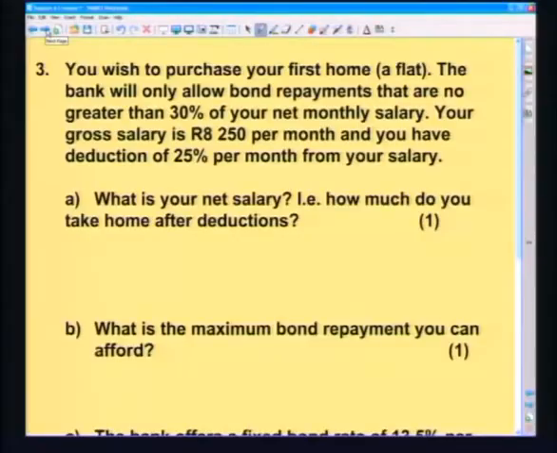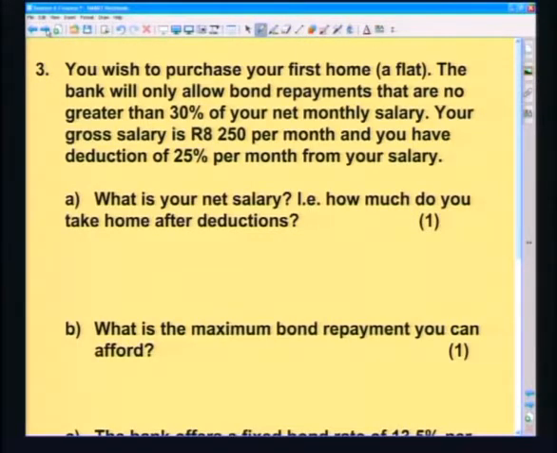Right, so this could be a very useful section for you one day when you're out there deciding to buy your homes or whatever you might be buying. You can always go and work out for yourself the impact of your payment and how this makes a difference. Right, let's move to the next question. You wish to purchase your first home, a flat. The bank will only allow bond repayments that are no greater than 30% of your net monthly salary. Your gross salary is 8,250 Rand per month, and you have deductions of 25% per month from your salary.